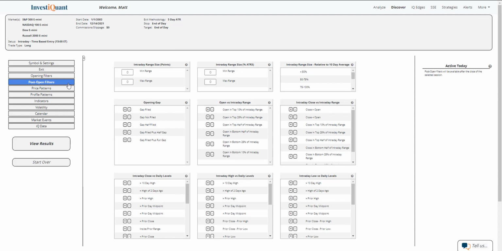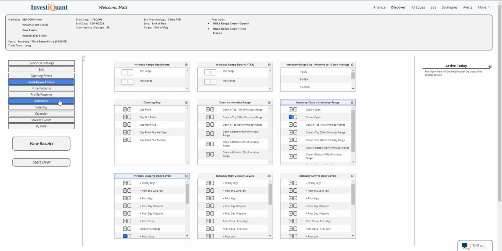So what I'm going to do is say that we are trading below the prior day closing price. I'm going to go to intraday close versus daily levels. I'm going to hit equals next to below prior close. And I'm also going to say we are trading below the open. Both of those things are currently true. We'll see if they're true or not at 3 o'clock, but currently they are true.